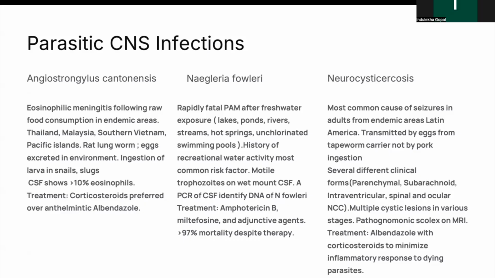Neurocysticercosis is the most common cause of seizures in adults from endemic areas, Latin America, transmitted by eggs from tapeworm, but not through pork ingestion. There are several forms of neurocysticercosis: parenchymal, subarachnoid, intraventricular, spinal, and ocular. There can be multiple cystic lesions in various stages, and there is a pathognomonic finding on MRI. Treatment is albendazole with corticosteroids to minimize the inflammatory response to dying parasites.